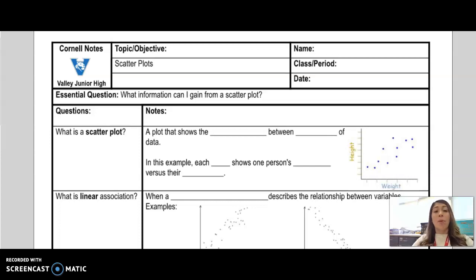Hi Valley, I'm going to be going over scatter plots and how to read them and what information you can get from a scatter plot.